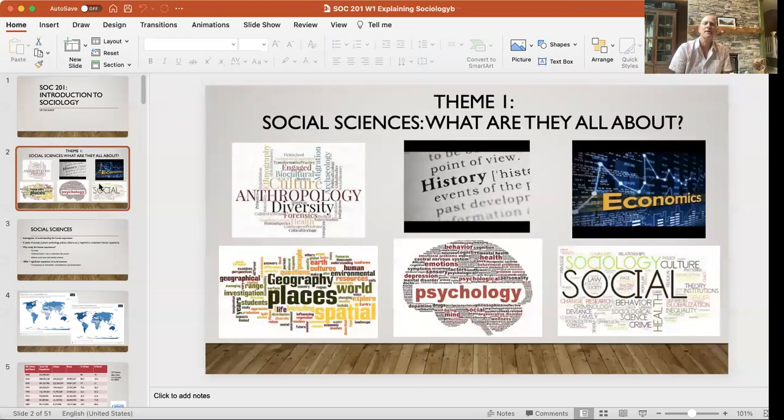Okay, so the first theme: to get into sociology, we've got to talk about what the social sciences are. A lot of different disciplines are represented under that umbrella of the social sciences: anthropology, history, economics. Economics is actually a social science, not just something we think of as the business department or math. While there are applications in those areas, it is a social science.